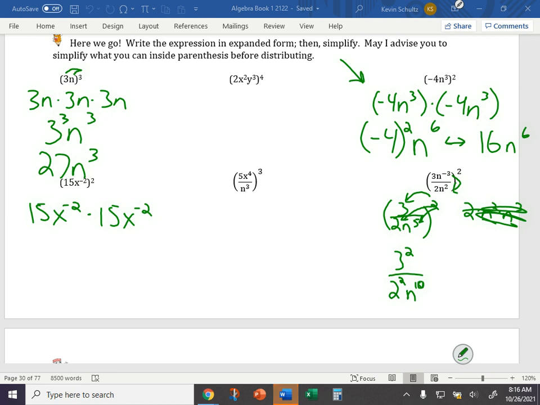Give me one way to write this, to combine this here. Kylie? 15 squared x to the -4. Good. 15 squared, x to the -4th. At this point now, I would have to move that x to the -4th to the denominator and make it positive. Okay. What's my other way I can write this?